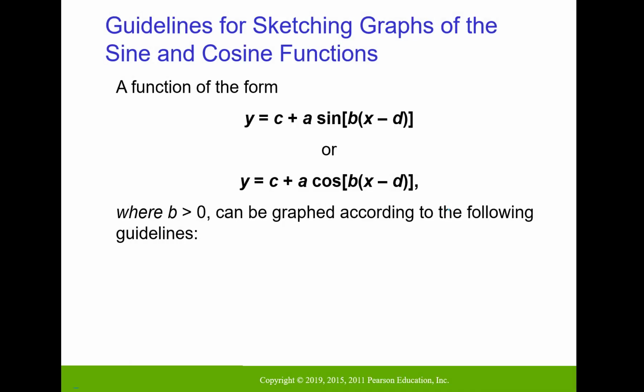Alright, so now let's break this down into guidelines for graphing any of our sine or cosine functions. And so notice a couple of things before we begin with the guidelines. The number multiplying sine or cosine, that's going to give us our amplitude. This number b, that helped us figure out the period of our function. And then we just talked about the shifting. So x minus d, the d value would give us the horizontal shift left or right. And then the plus c, this would give us our vertical shifting up or down.